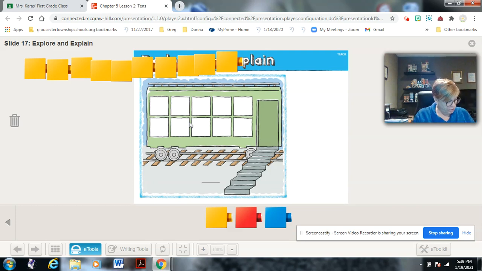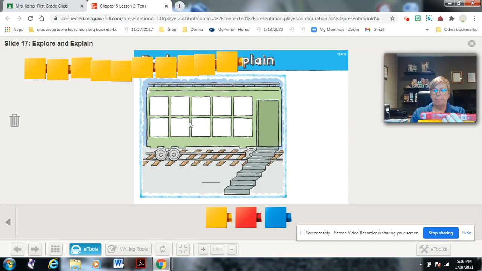Now they want to know how many train cars do we have. So we have to count them, but I don't want to count each little block. So what's the best way to do? I heard somebody say it. Count by tens. You're right. Okay, so let's count by tens and write the number of how many we have.